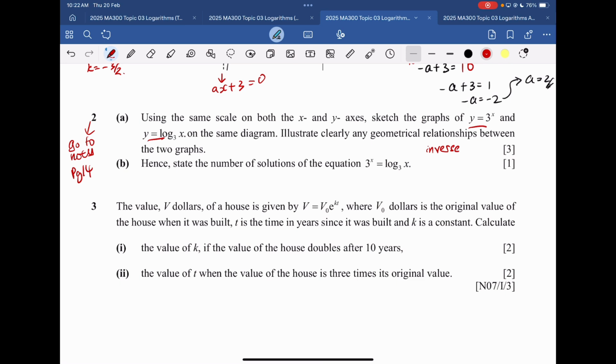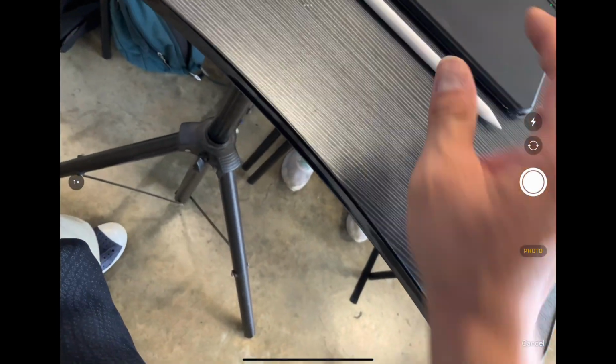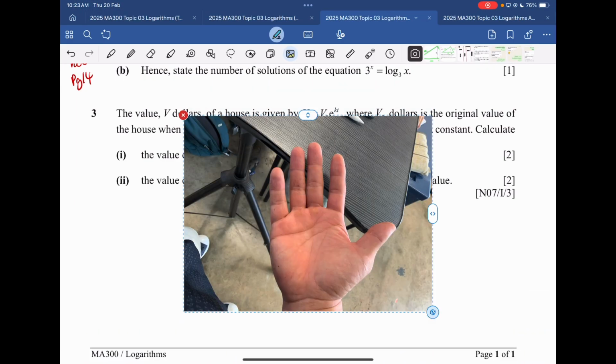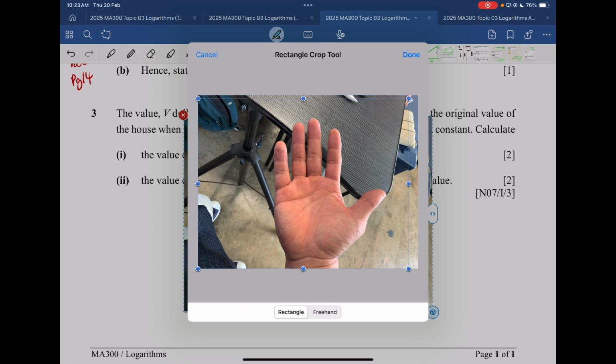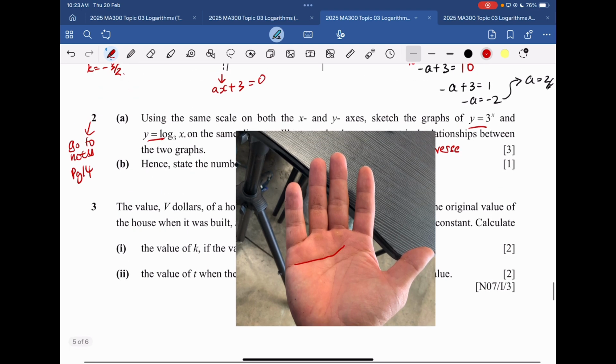They are the answers to question 2. Your answer to question 2 is literally found in your hand. Look at this hand. Wow, my hand is quite scary. So look at this. This is basically your y equals to 3 power x. This is your y equals to log base 3x. They are reflected about the line y equals to x. So this is what you need to draw.